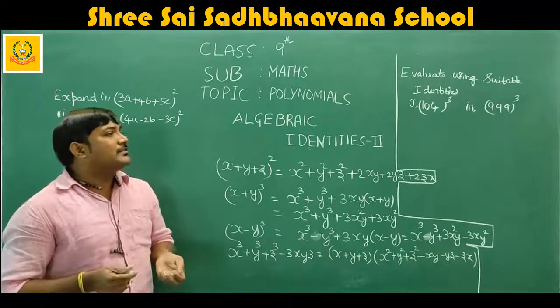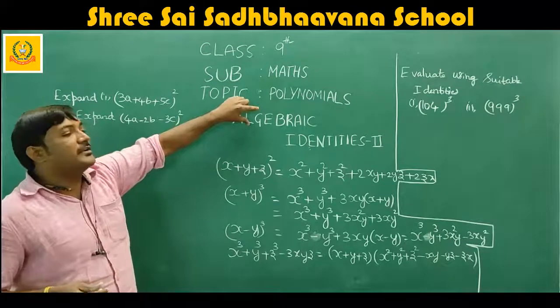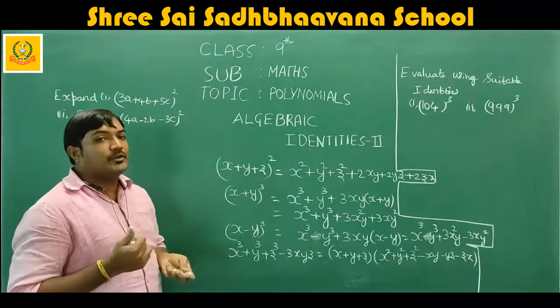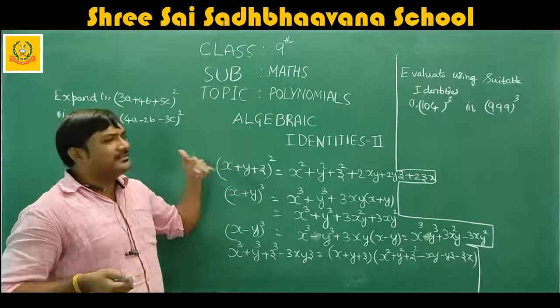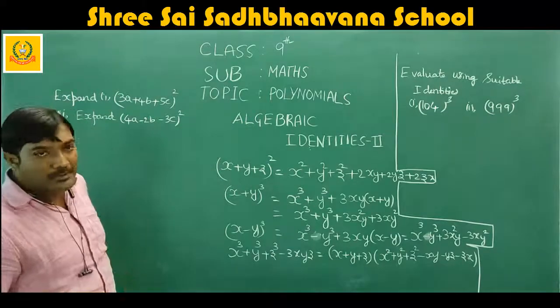Today we are discussing the topic from polynomials. The topic is algebraic identities. It is a continuation of the last topic we discussed in the last class. There we discussed some of the identities. Here we have some more identities which you should remember.